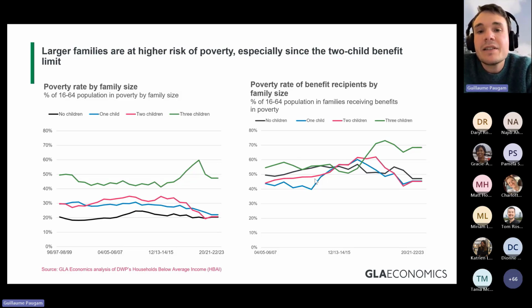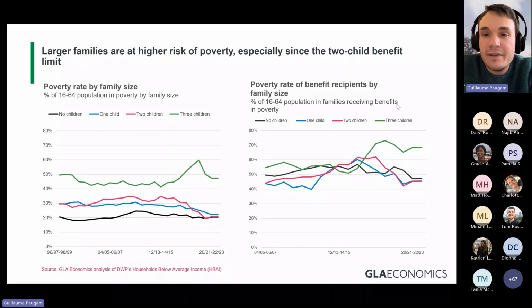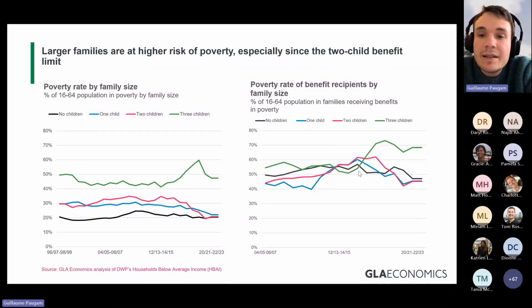And I think the picture is even more striking if you zoom in on the poverty rate of families that receive benefits specifically. Because here, I'm looking at any form of benefits that families can claim. And before the time of the introduction of the 2-child limit, especially in the last decade, there's not a super clear picture.